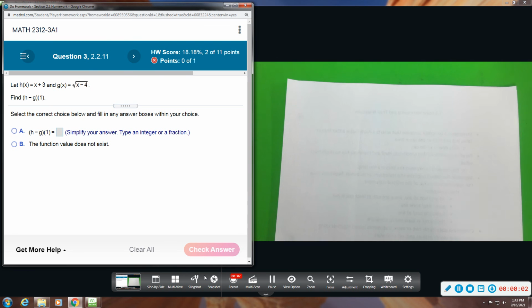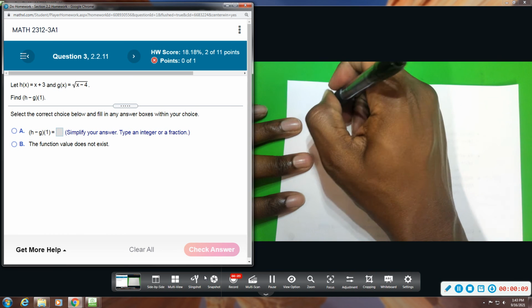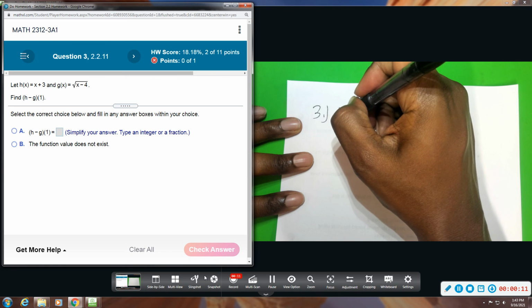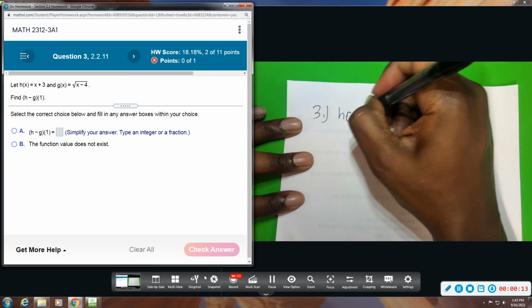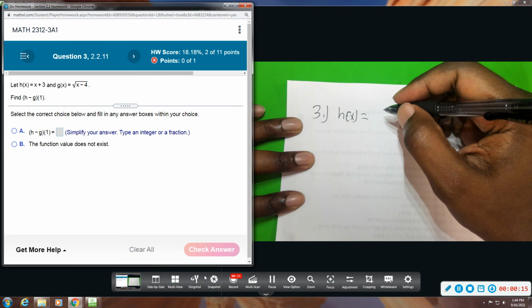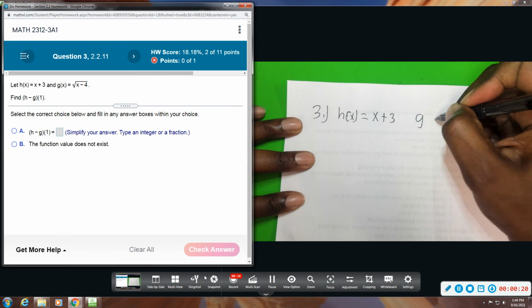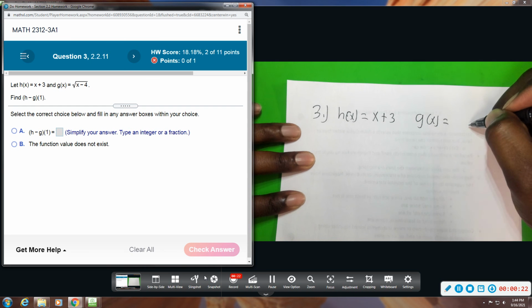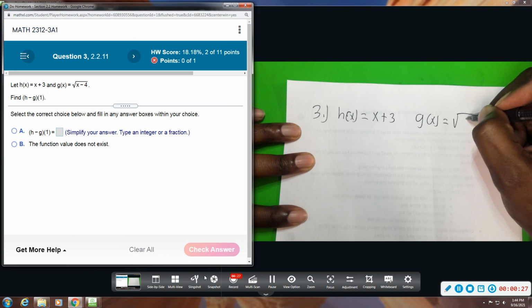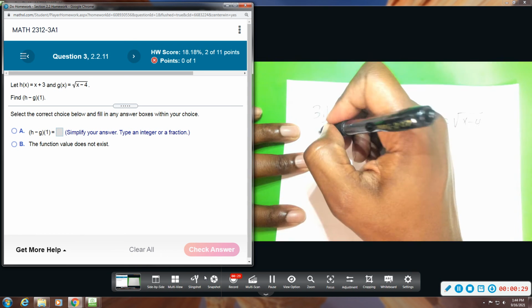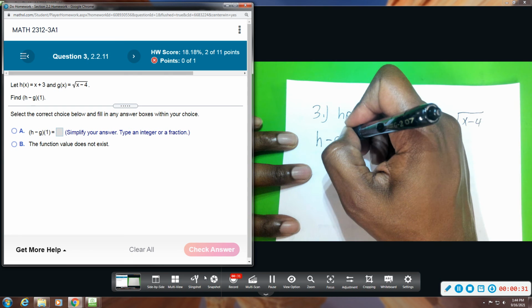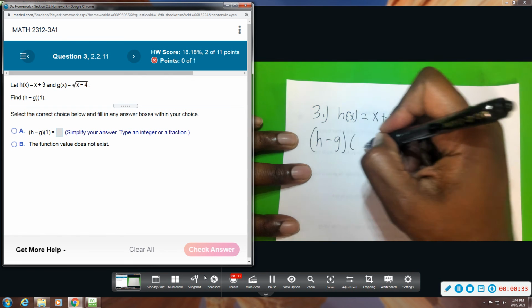All right, number 3, this time we want to do subtraction of h minus g. And then we have h of x is x plus 3. And g of x is the square root of x minus 4. And we want to do h minus g of 1.